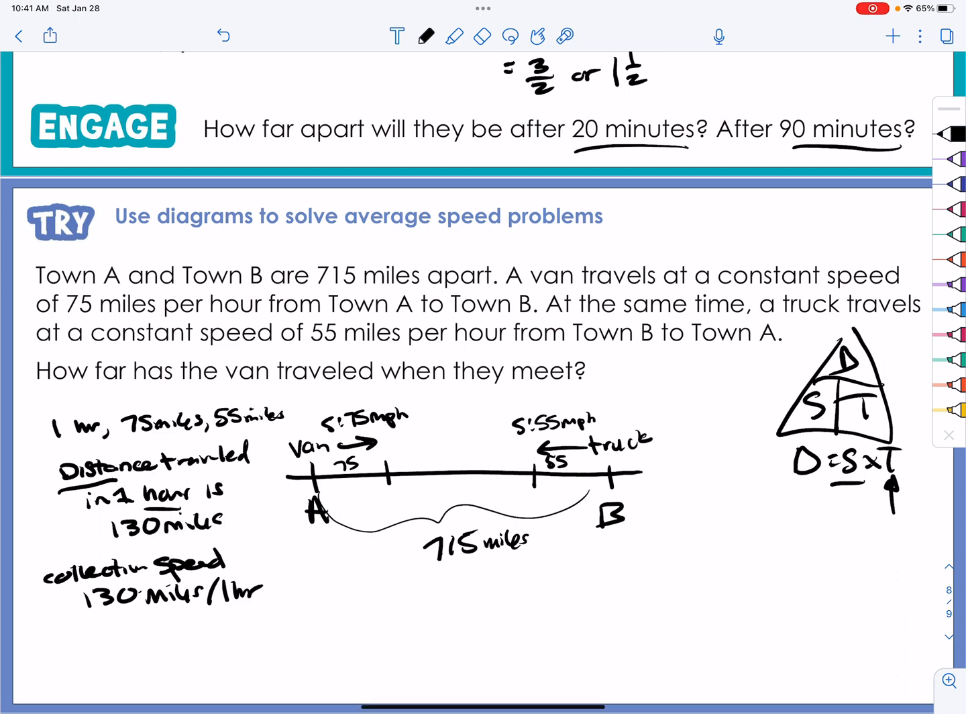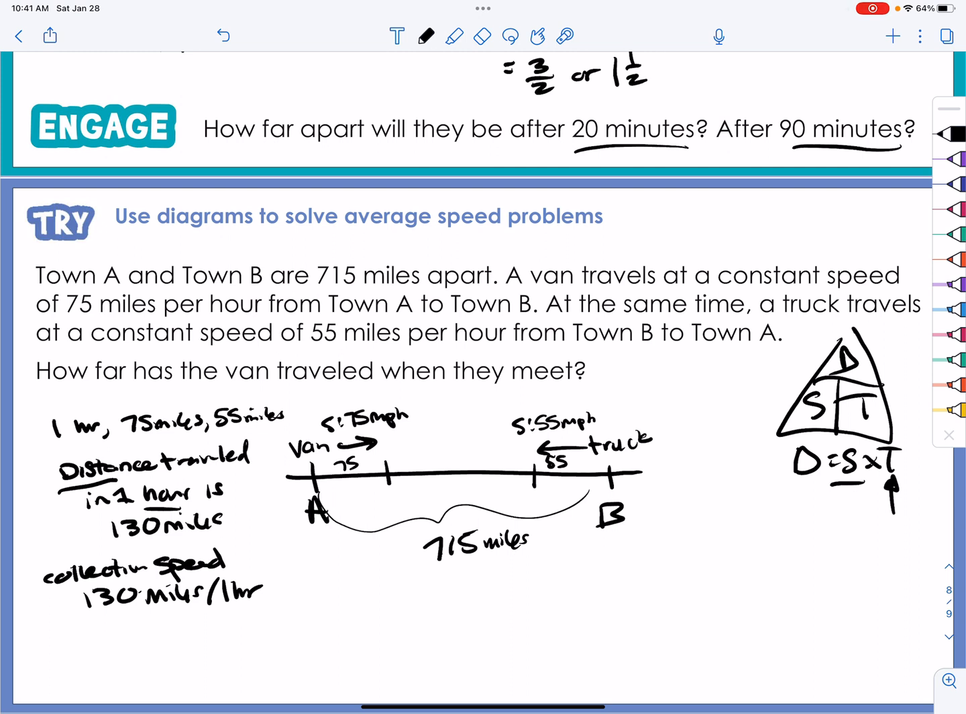Not in the same direction, but towards each other. We have to add their speeds together because in that 1 hour, that many miles is traveled. A total of 130 miles is traveled. So if we want to figure out how many hours it's going to take for them to meet, that means the distance between them will be 0, because that's when they meet.